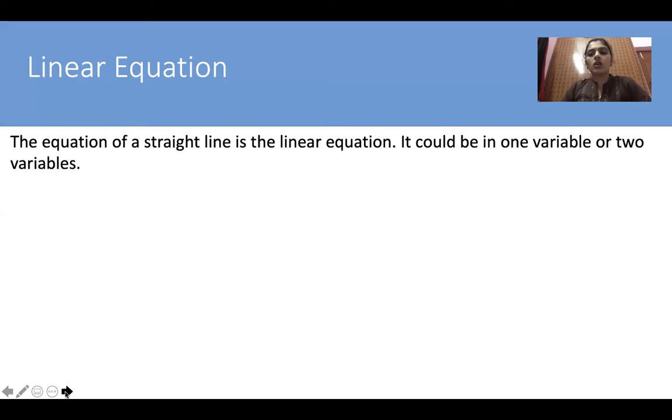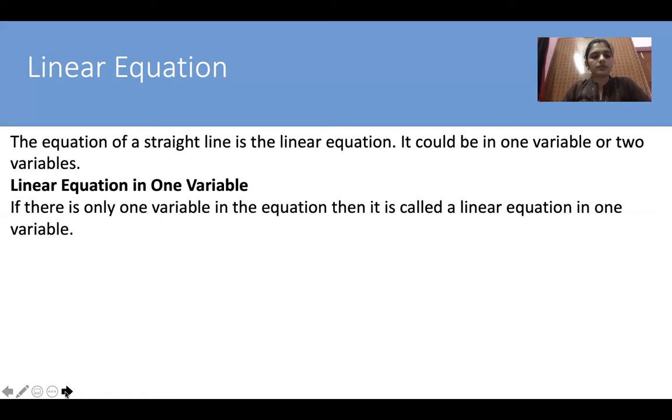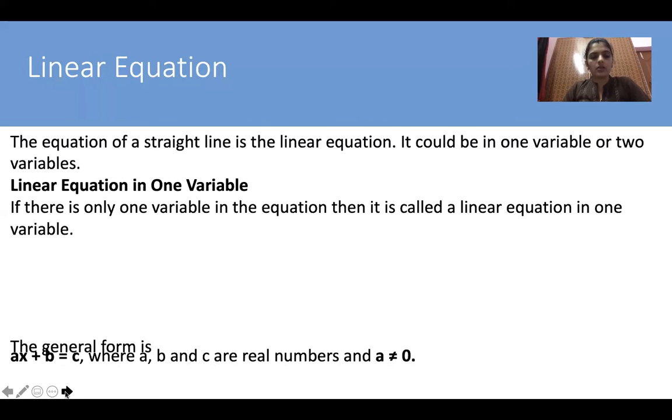An equation of a straight line is a linear equation. It could be in one variable or in two variables. In this chapter, we are going to discuss linear equation in one variable. If there is only one variable in the equation, then it is called a linear equation in one variable.